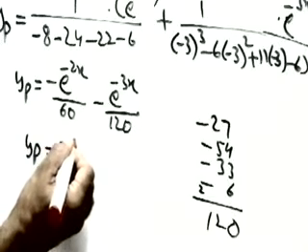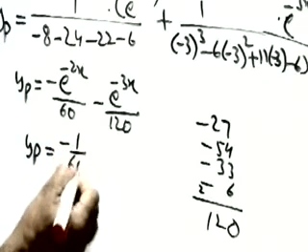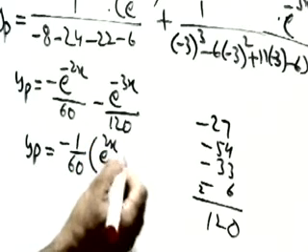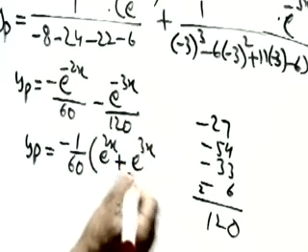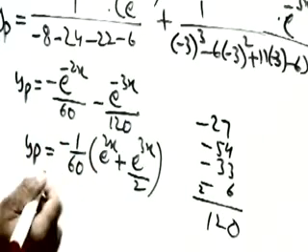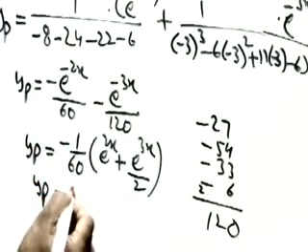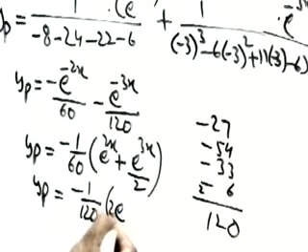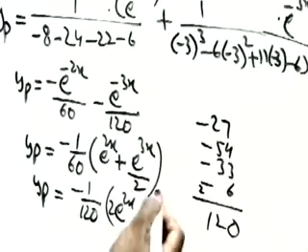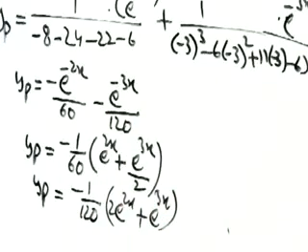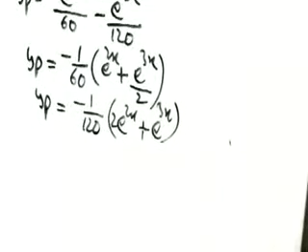We can leave here, or if you want to take common, we can take common minus 1 by 60. So it will be e power 2x plus e power 3x by 2. If you take LCM, this 2 will come here and 2 into 60 will be 120. I'm writing like this, yp equals to minus 1 by 120 into 2 e power 2x plus e power 3x. So this is the particular integral.